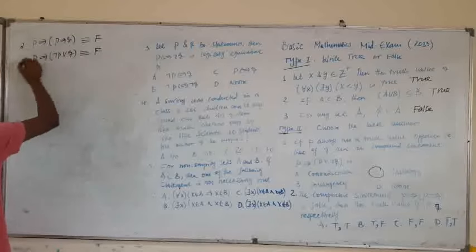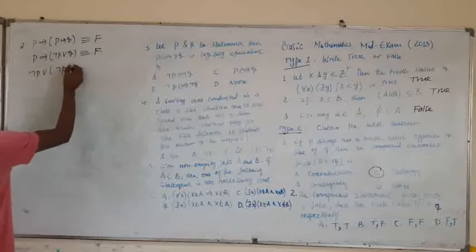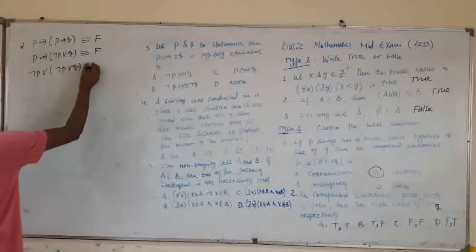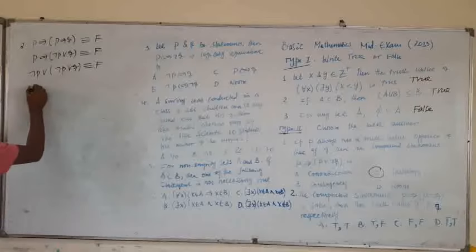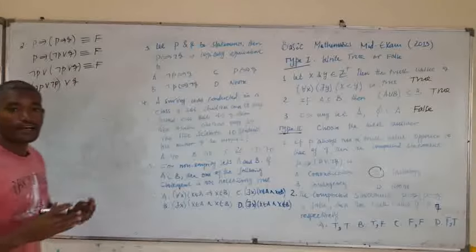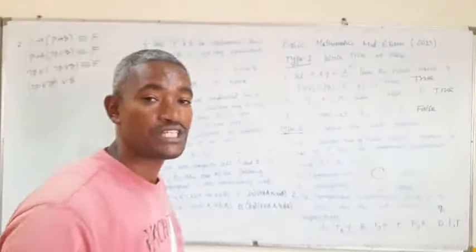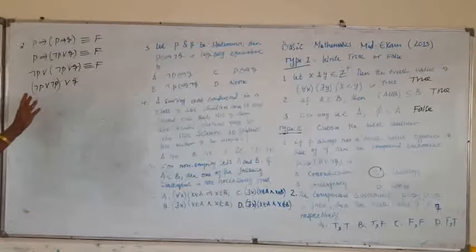Then let's apply this one. Negation of P or Q is a false statement. Let's go there. Then the negation of P or Q, by the associative property of disjunction, we can write in such a way.